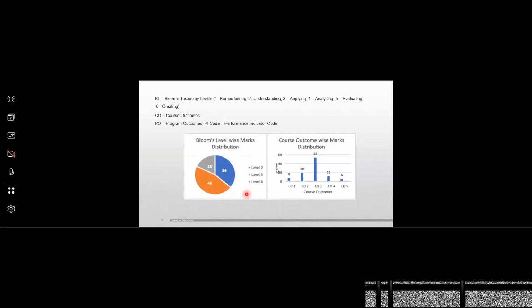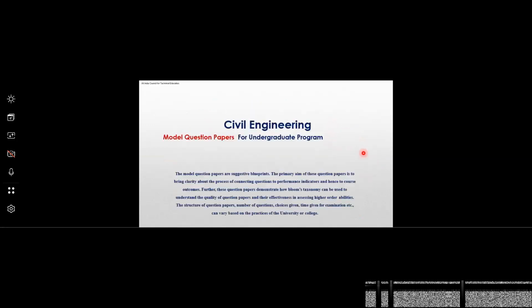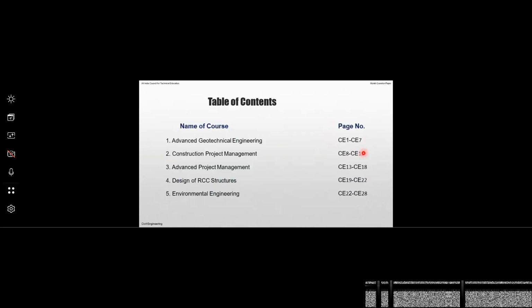In fact, that means CO1 is only 8%. See how the marks are distributed. CO1 is given only for 8 marks. CO2 is 20 marks. CO3 is 54 marks. CO4 is 12 marks. CO5 is 6 marks. If you add all these things, you will get 100 marks. Okay, so this is how we distribute the Bloom's taxonomy level, and the course outcomes can be distributed like this. For this particular question paper, this is the distribution that we have done. Next slide, please. Next slide. Let us see another question paper. Okay.